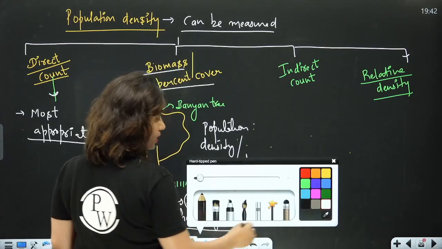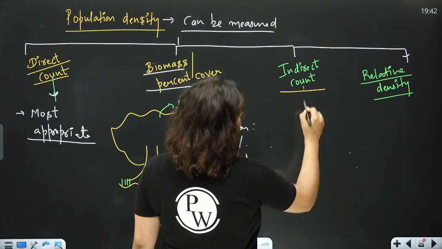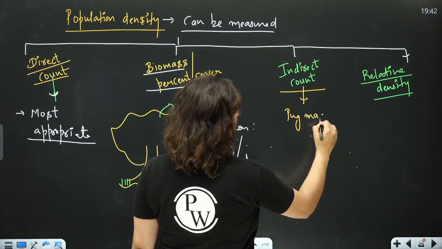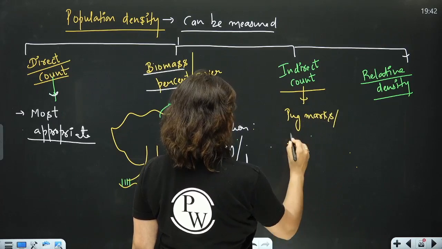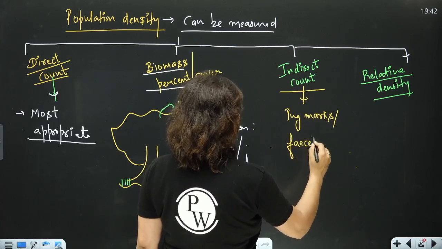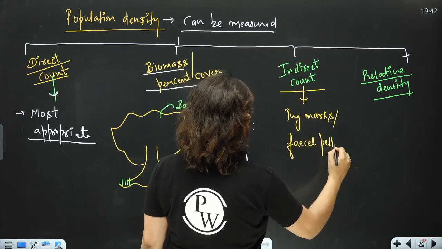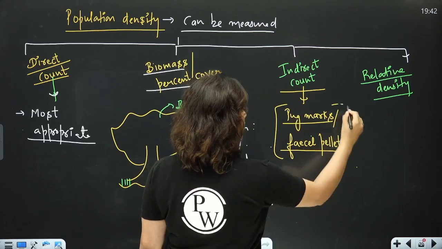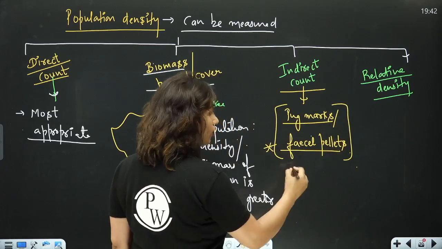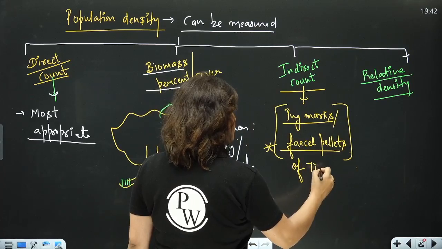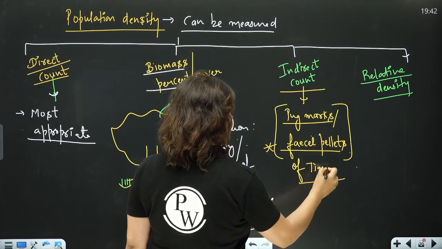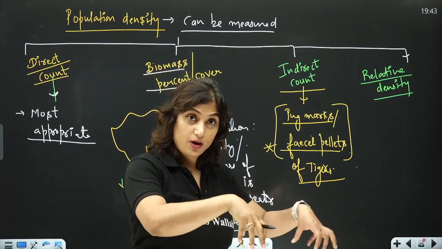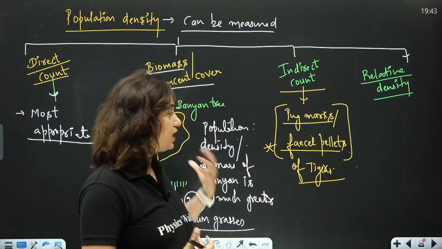Then indirect count. For indirect count, you can take the example of pug marks or fecal pellets of tigers. Sometimes the population of tigers cannot be counted directly, but they are counted with the help of their pug marks and their fecal pellets. So this is indirect count.